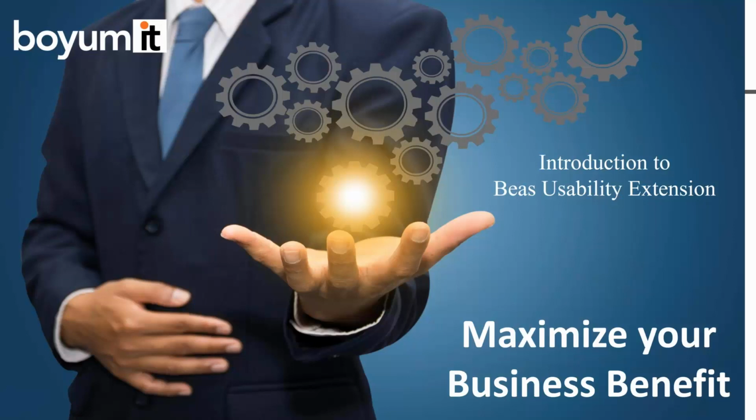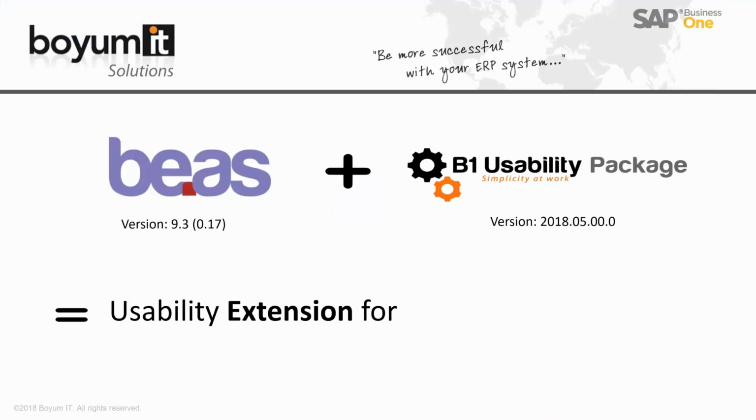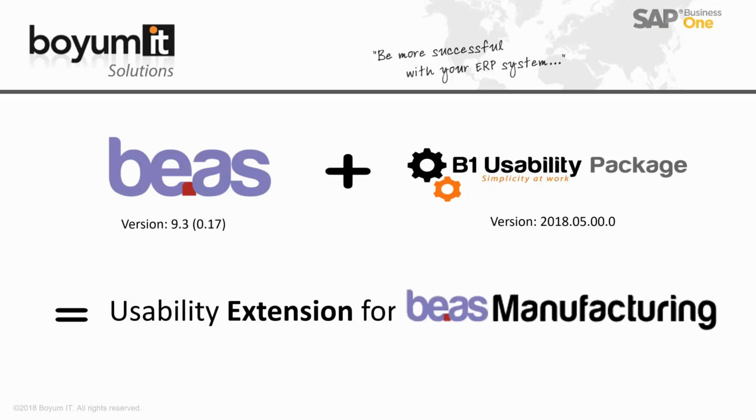Okay, so what is the BEAS usability extension? If you have BEAS running, it needs to be version 9.3, which, as I said, is coming out by the end of the month, and you have the B1 Usability Package. You have a new feature called Usability Extension for BEAS Manufacturing. What that is, you turn it on within the Usability Package, and then you have all the features available, the ones you will learn about today.